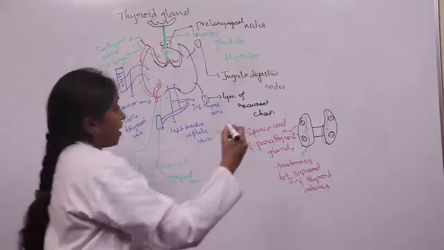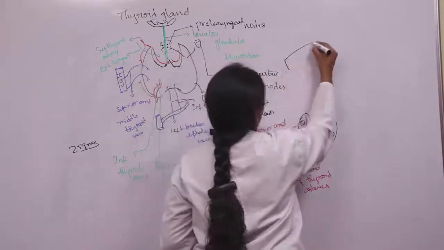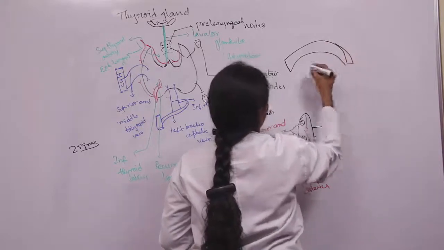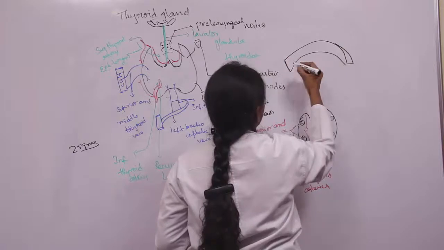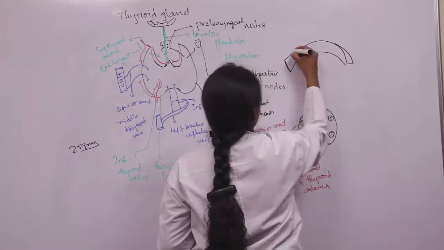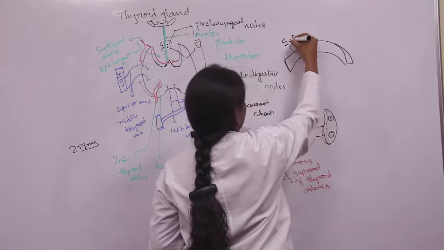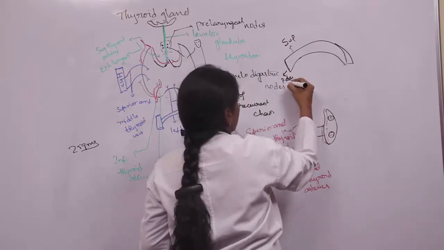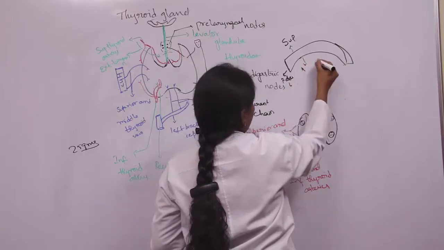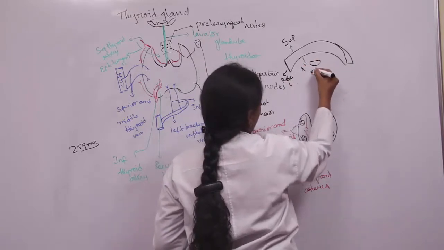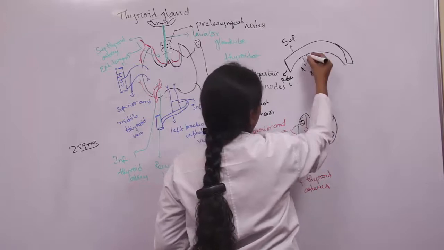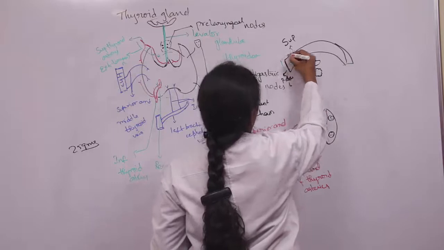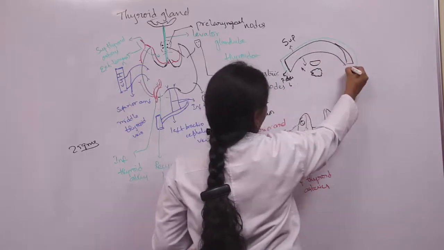So when we take the transverse section of the thyroid gland, it appears like this. This is the superficial surface, this is the posterolateral surface, and this is the medial surface. Here we have the cricoid cartilage, and this is the esophagus, and it is invested by a false capsule which is derived from the pretracheal fascia.